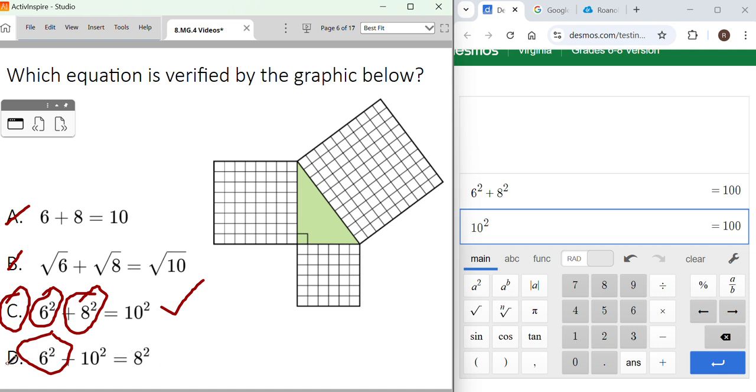And then finally, this is not true either. So this is the only one you could put in your calculator and make sure that it's true.